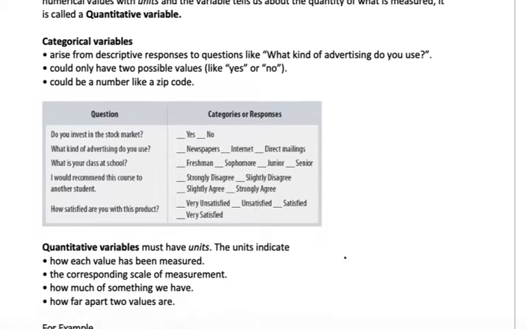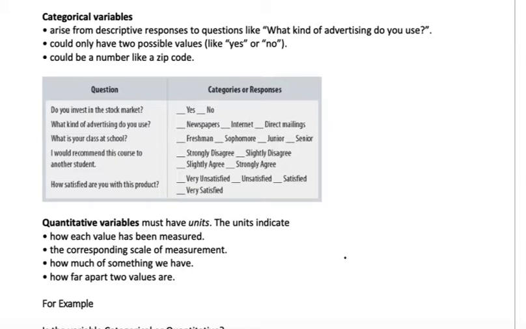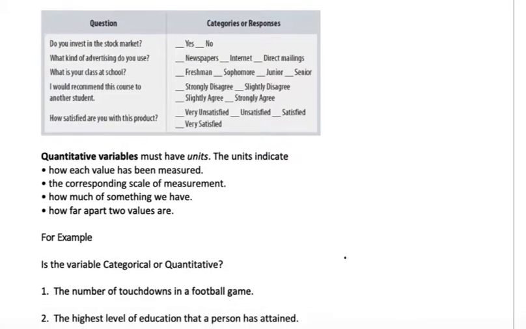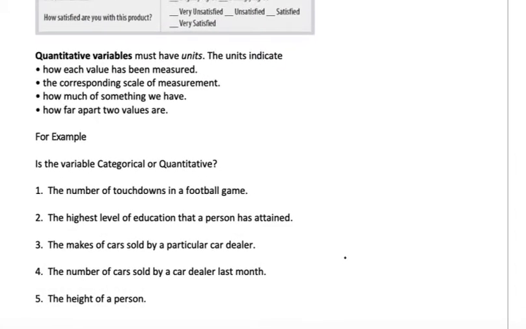Now, you have to be careful because generally quantitative variables are going to be numbers, but not always. So with a quantitative variable, you have to have a unit. Something like a zip code is a number, but it doesn't have a unit. There are no units to a zip code. So a zip code is not a quantitative variable.